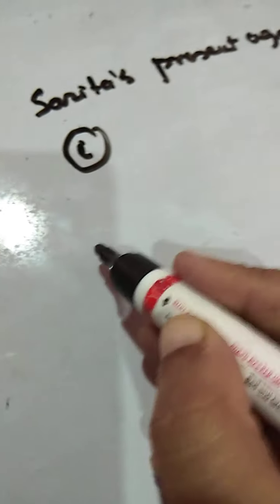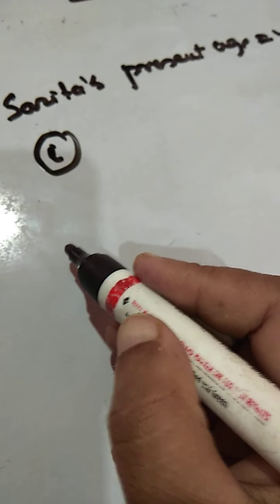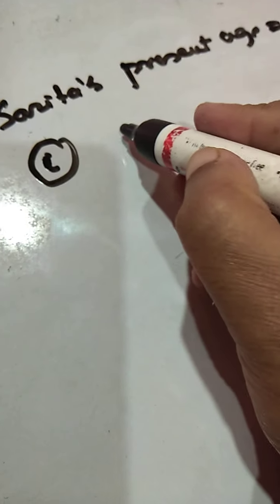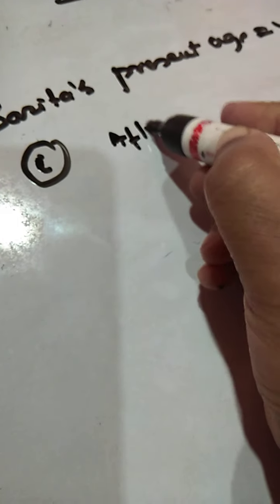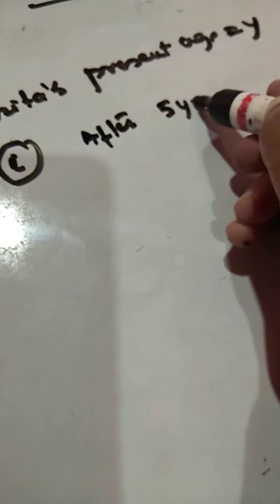y. Now, the first question would be what will be her age 5 years from now? So, after 5 years, what will be her age? That is y plus 5, isn't it? So, we have to increase it by 5.